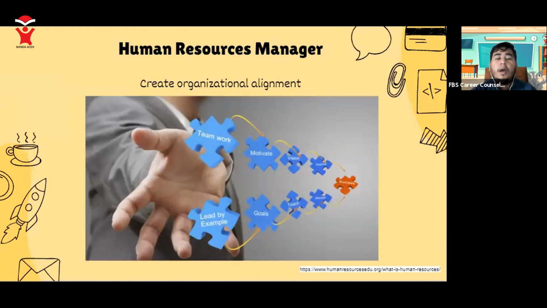And then the human resources manager can also create organization alignment. It means how to make a good team. They have teamwork, and lead by example, how to set an example for the people, how to motivate them, and to teach them what the goals are and so on. Okay, so it is very important here.